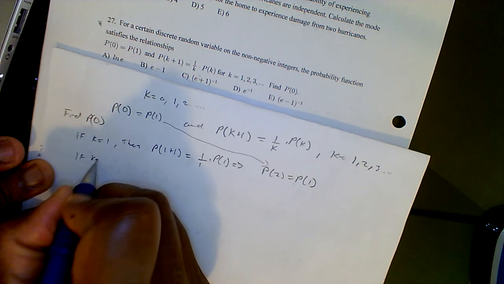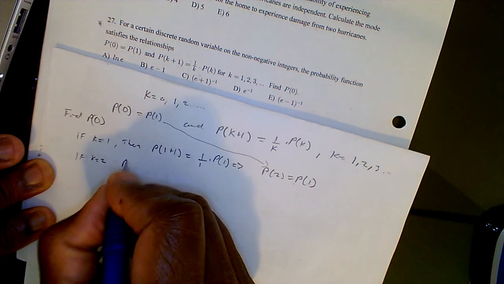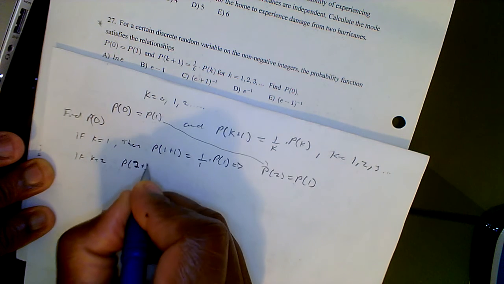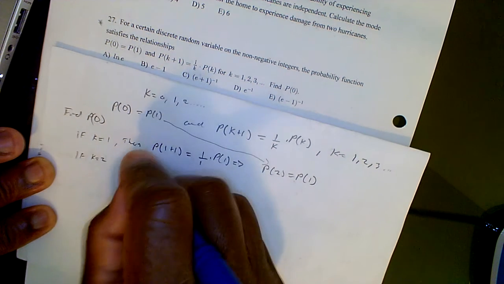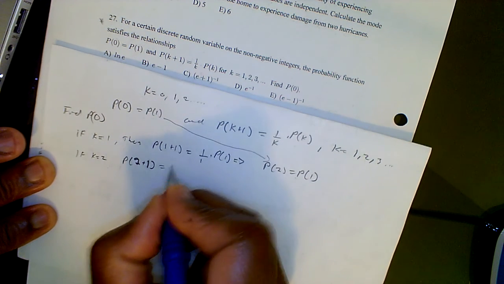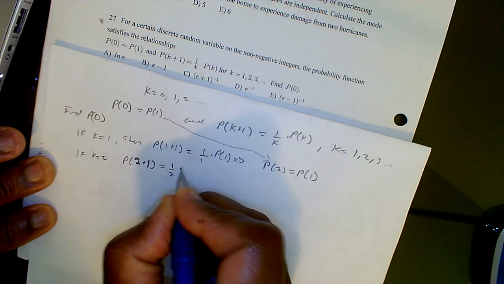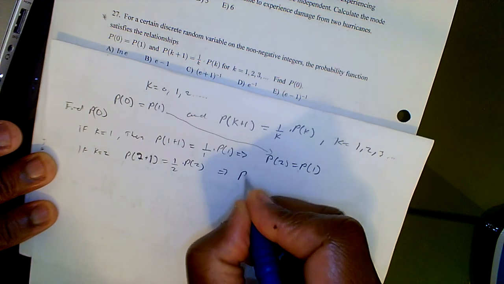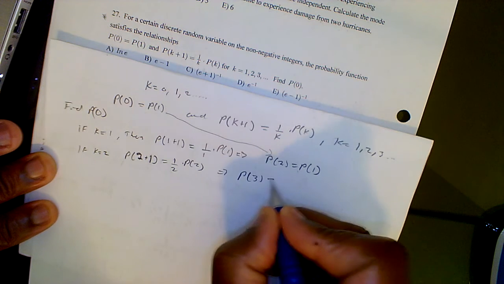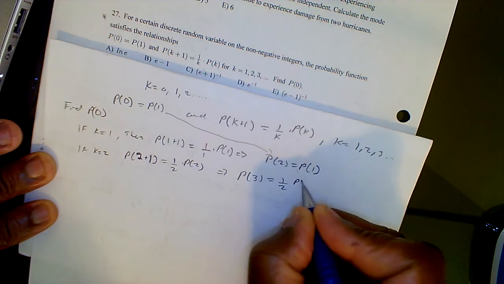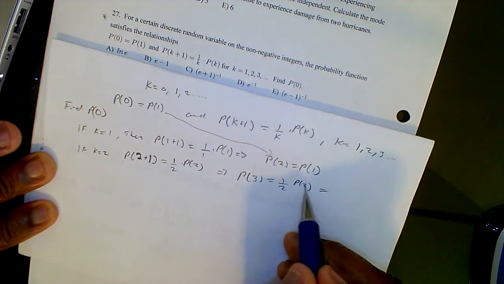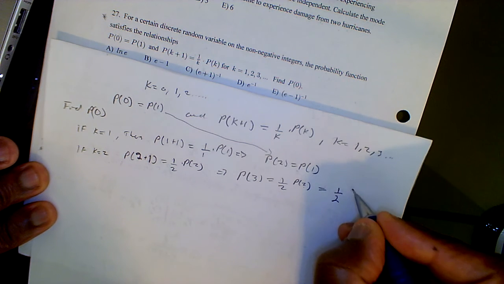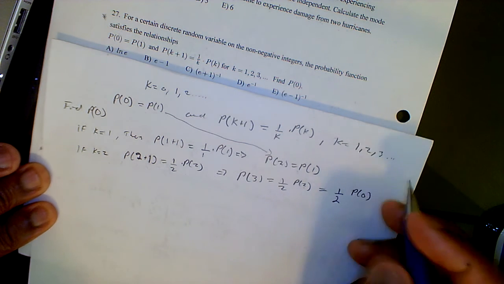If k was 2, then the probability of 2 plus 1, which is 3, is equal to 1 over 2 times the probability of 2. But we know what the probability of 2 is equal to. It is 1 over 2 times the probability of 0.